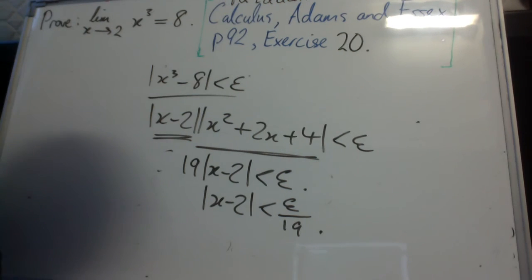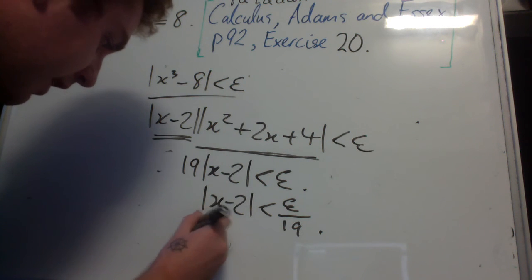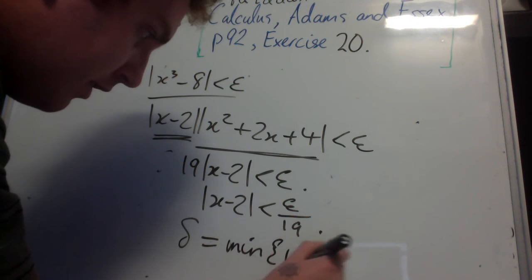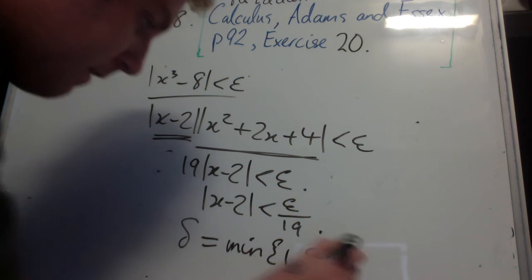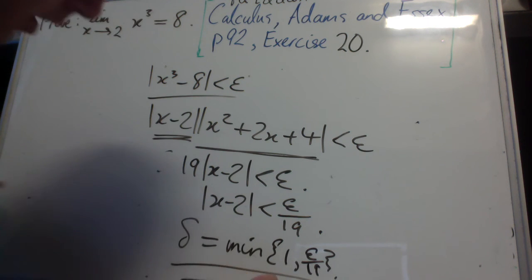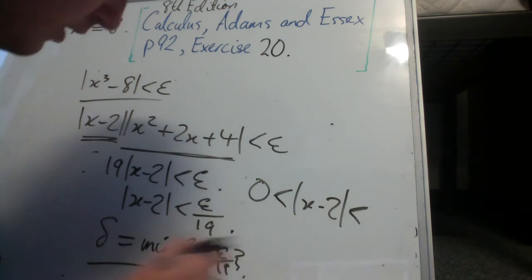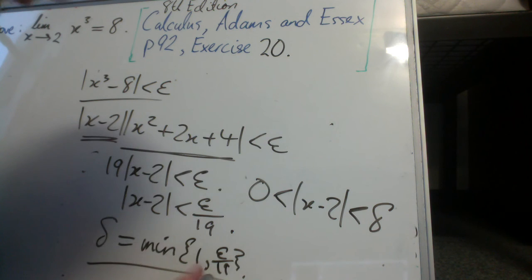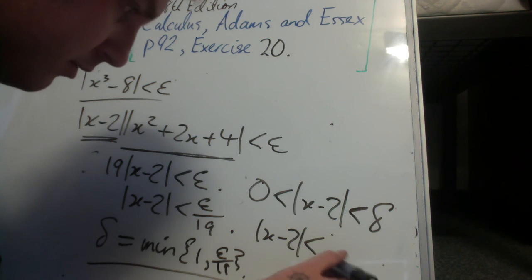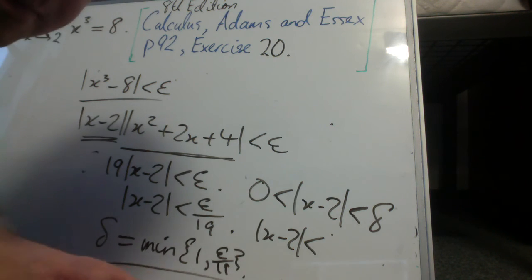So what we're allowed to do, and you'll see in probably Griff's notes, is that we set delta equal to the minimum of 1 and epsilon over 19. Why? Because then 0 < |x - 2| < delta, which is the minimum of these two, hence it's less than both of them. So we can use both conditions.